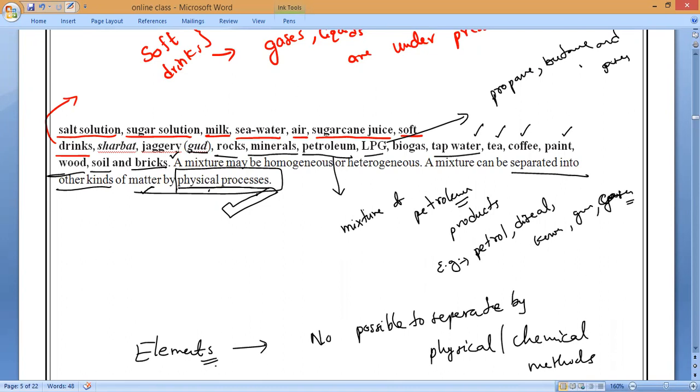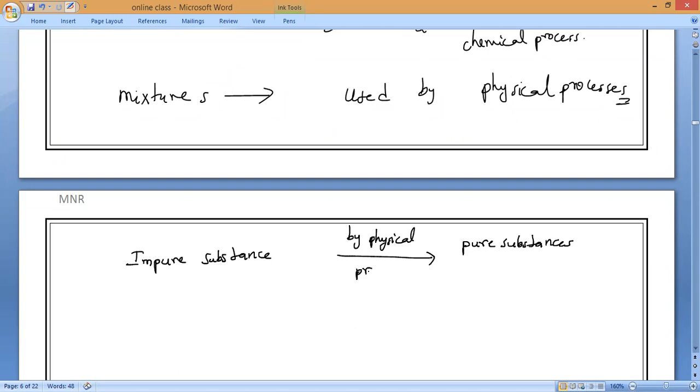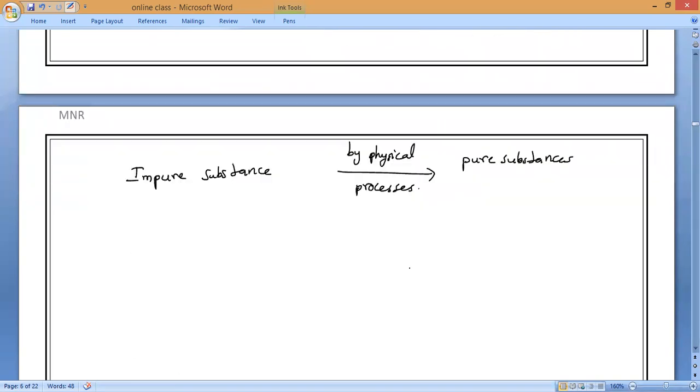Now for that statement, I will simplify it into arrows. Try to understand, everybody. Impure substances can be converted into what substances, Hari? Can be converted into pure substances. By which process? By physical processes.